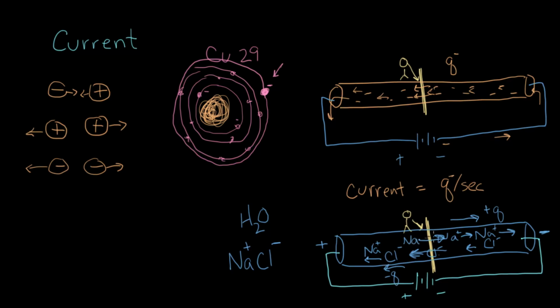And if I take the total sum of that, for example, if I see one Na go this way and one Cl go this way, that's equivalent to two charges moving through the boundary. Hope that makes sense. It's equivalent to two charges, one going this way and one going this way. And because they have opposite signs, they add together and make two charges. In this case, current is equal, again, to charge per second.